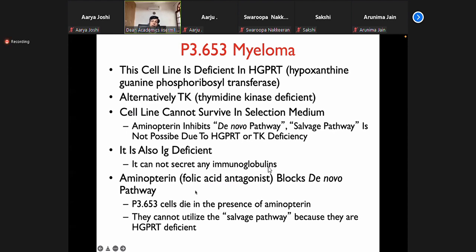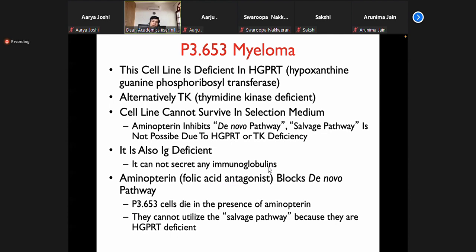Aminopterin is basically a folic acid antagonist which blocks the de novo pathway. And once the de novo pathway is blocked, this actually helps in the selection of your hybridoma cells through the salvage pathway. Cancer cells alone will not be selected because they are actually deficient in these two enzymes, HGPRT or TK, thymidine kinase.